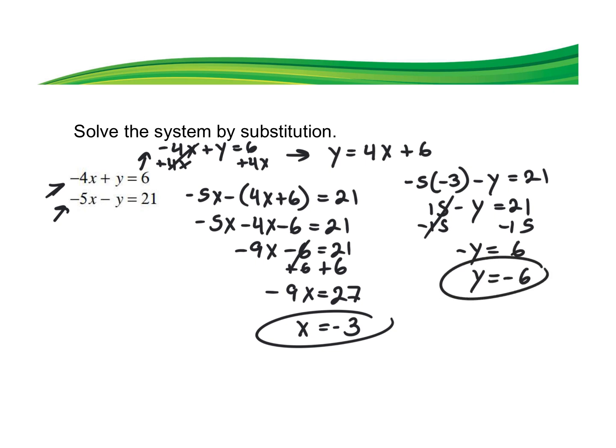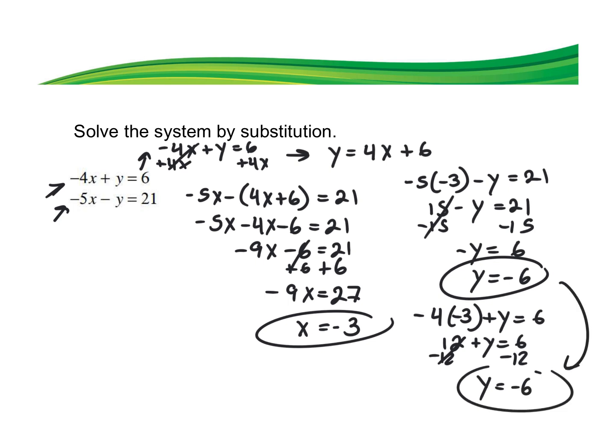Now, if you were to plug it into the other one, I'm going to plug it in as well. It's 4 times negative 3 plus y is equal to 6. So I get negative 12 plus y is equal to 6. I'll add 12 on both sides, and that leaves me with y is equal to 18. So again, these two match perfectly. So again, we did something right.